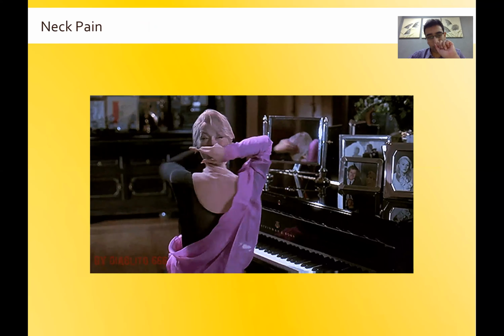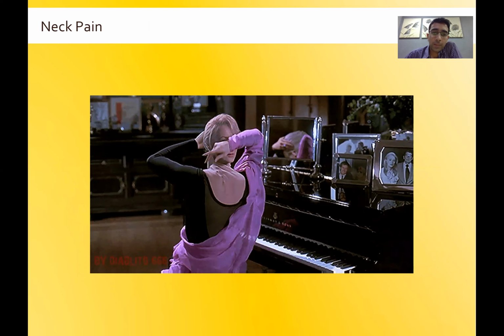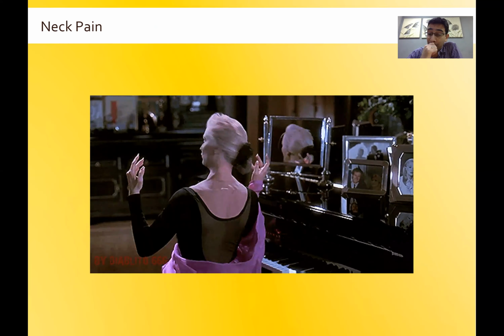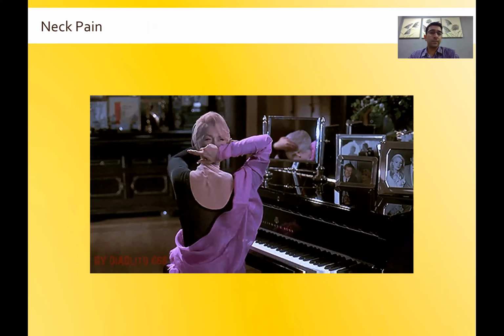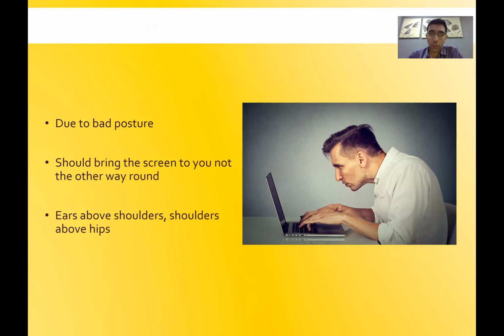If you're going to end up like Meryl Streep in this movie with your neck completely twisted and having a lot of pain, I'm going to tell you what's to be done for that. Okay. So the first, let's talk about the causes due to bad postures. This is the most common posture that people end up in when they're working. The head is far in front of the shoulders. It's very, very wrong.